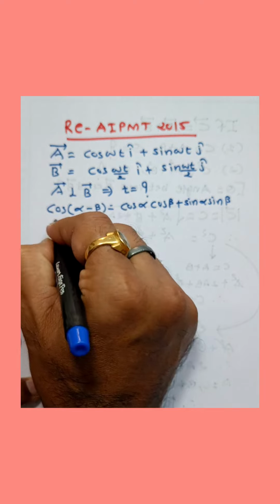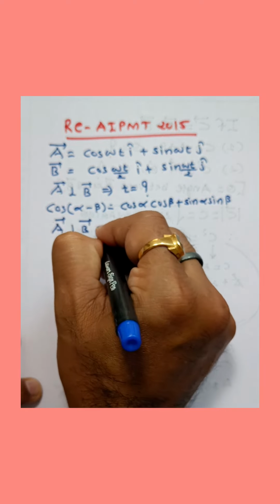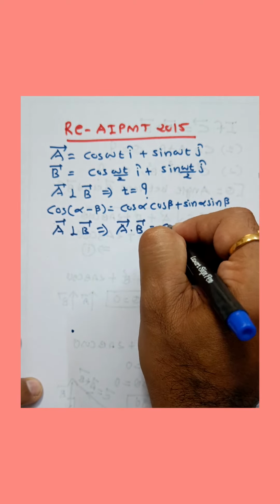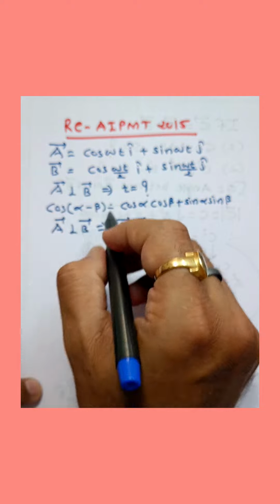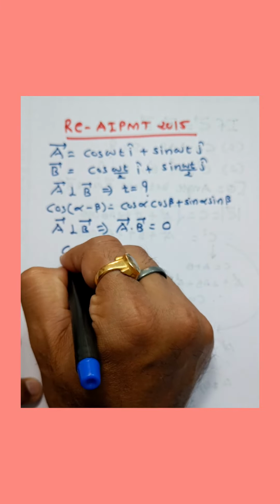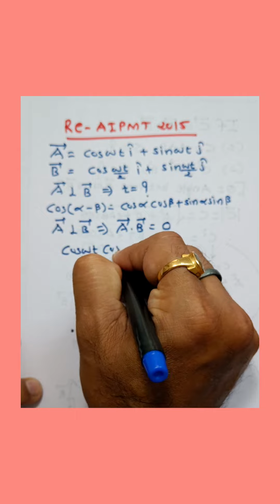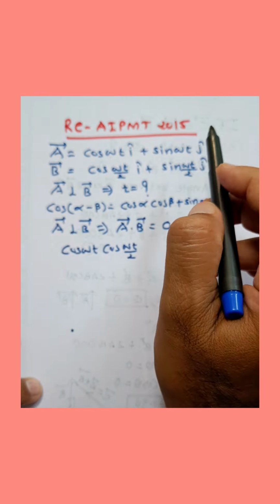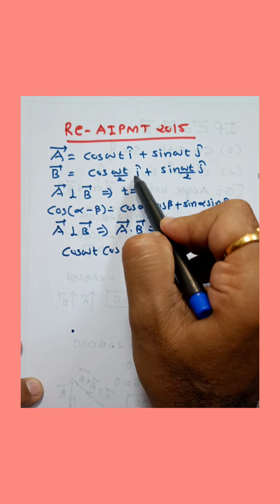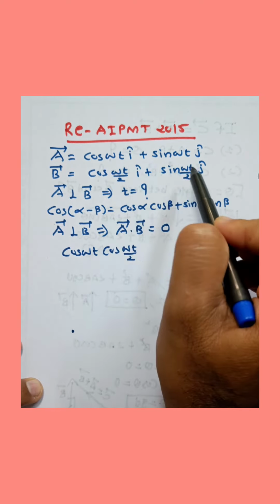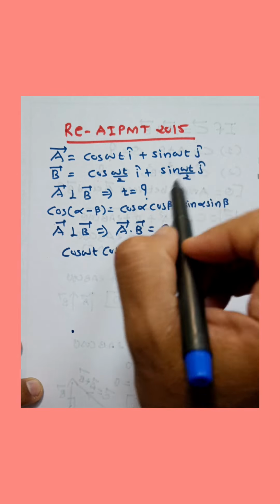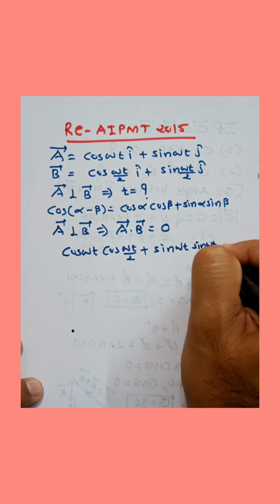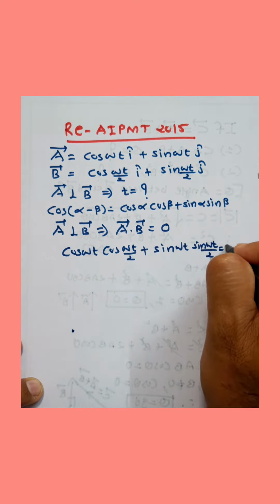beta. If A is perpendicular to B, then the dot product of A and B is 0, because AB cos 90 is 0. Now what is A dot B here? A dot B is cos omega t into cos omega t by 2, because i dot i is 1. j dot i is 0. i dot j is also 0. So the second term is sin omega t into sin omega t by 2, because j dot j is 1, and A dot B is 0.